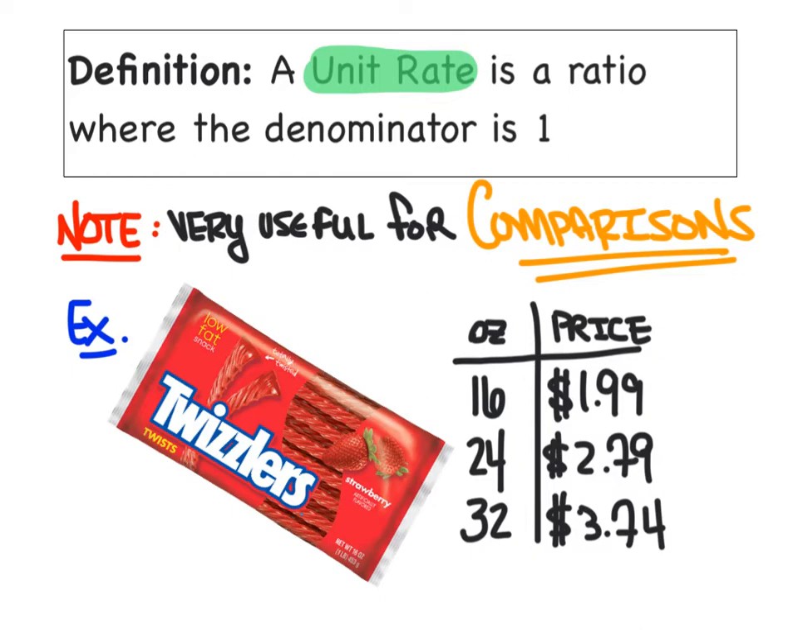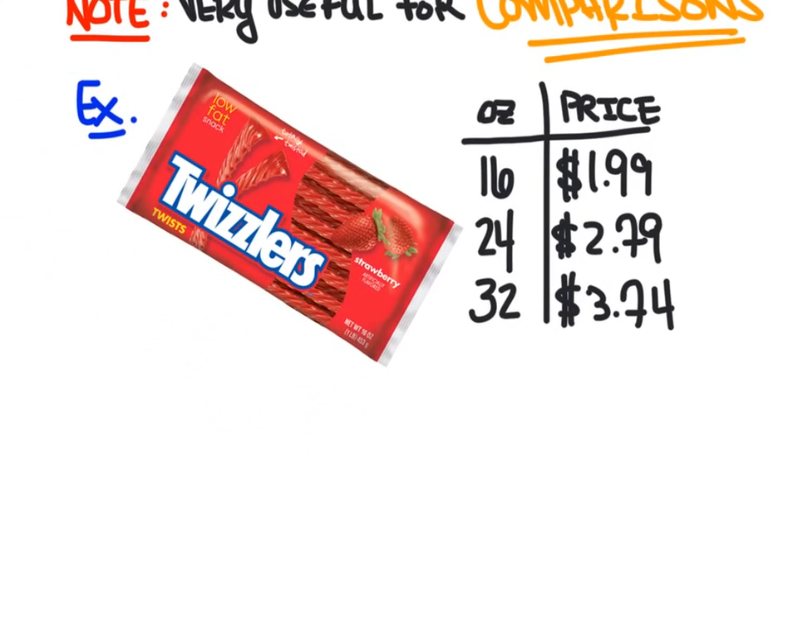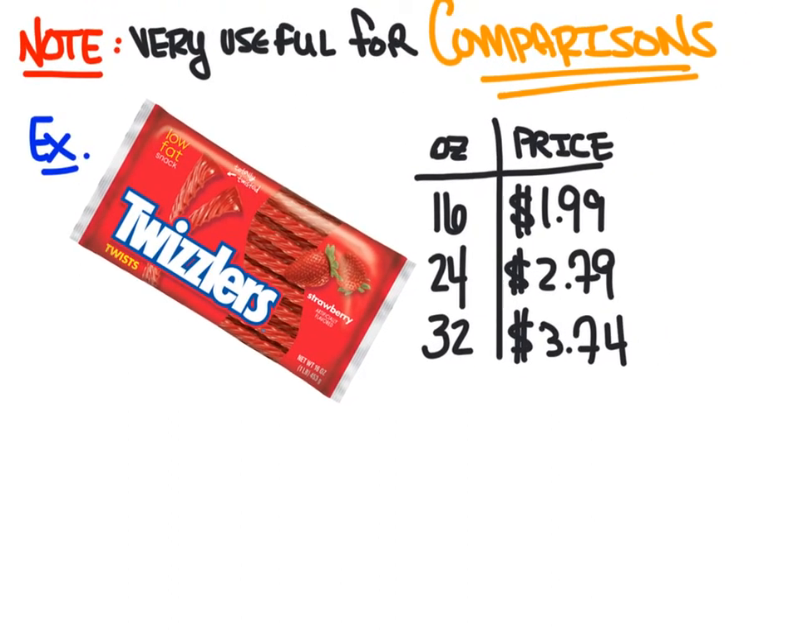Now, I can definitely make ratios for these. So if I come on down here, I can make ratios for the price per ounce. And if I think about price per ounce, this would be $1.99, so let's do it in cents. So that's 199 cents per 16 ounces. That's a ratio. This is 279 cents per 24 ounces.